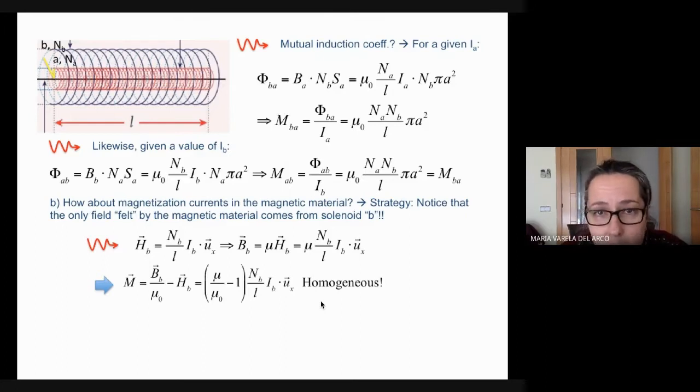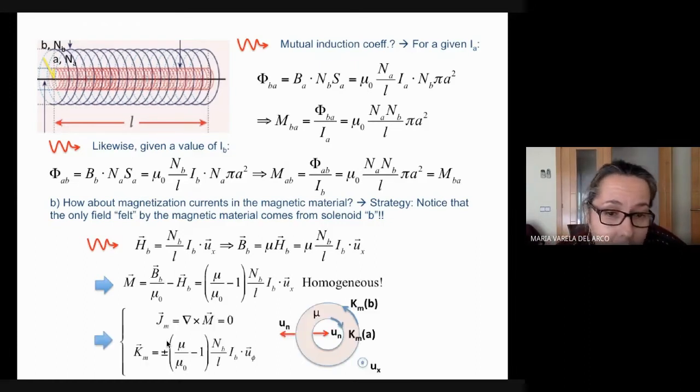And it couldn't be otherwise because the field is homogeneous and mu is homogeneous. The permeability here does not depend on any spatial coordinate. So everything is going to be homogeneous. It's like a dielectric of homogeneous epsilon. Same idea. So anyhow, now that I have the magnetization, we can calculate the magnetization currents. The volume magnetization current will be the rotational of M, and that will be 0, right?